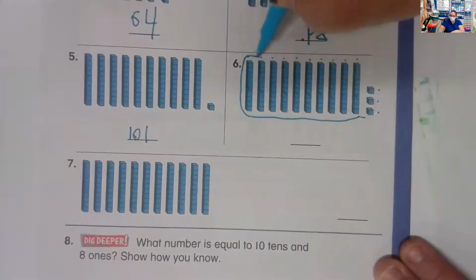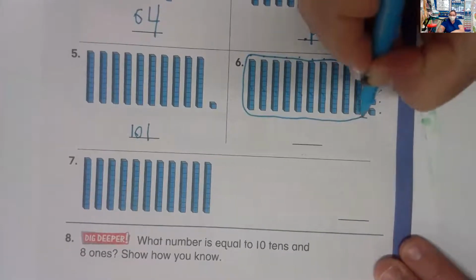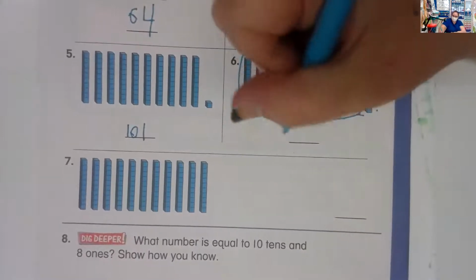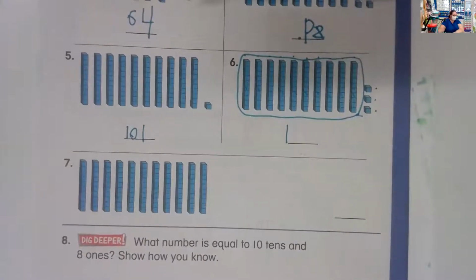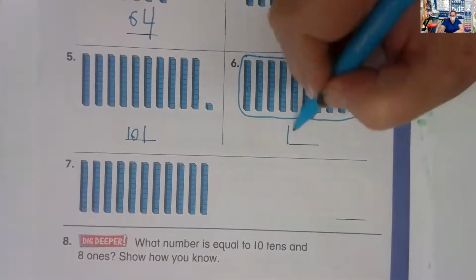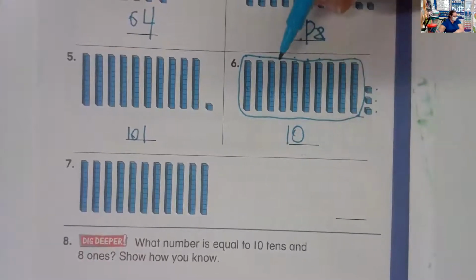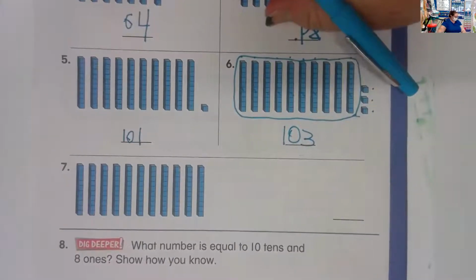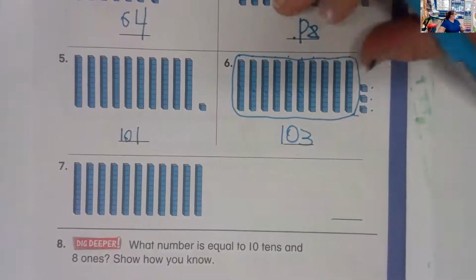10, 20, 30, 40, 50, 60, 70, 80, 90, 100. So all of these make how many hundreds? 1 hundred. How many tens? 0. And how many ones? 3. There we go. Okay. All right. Next.